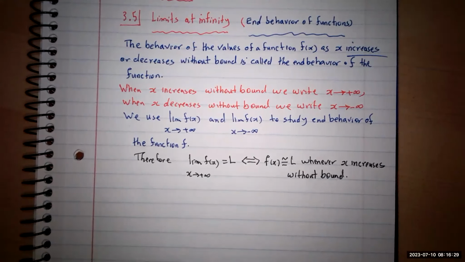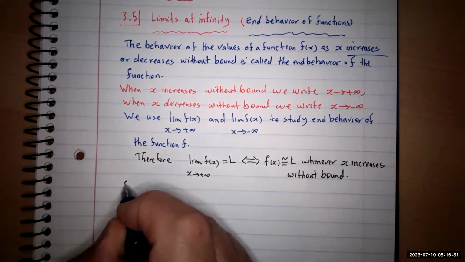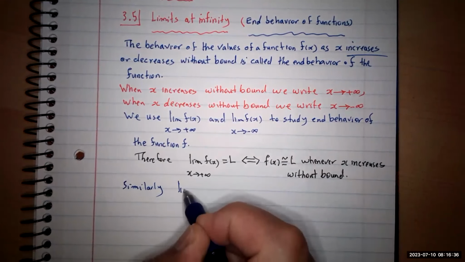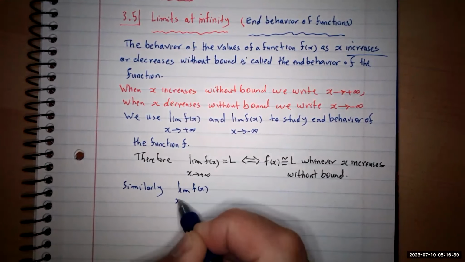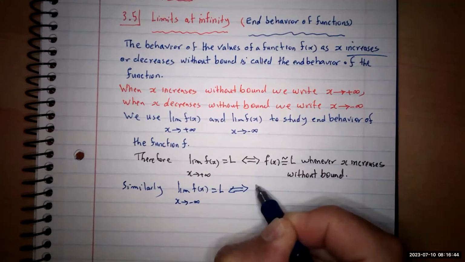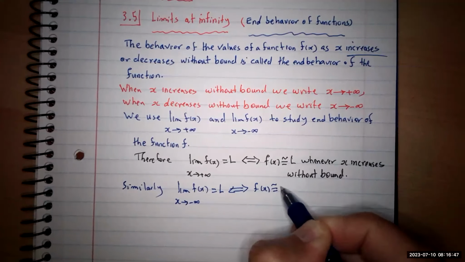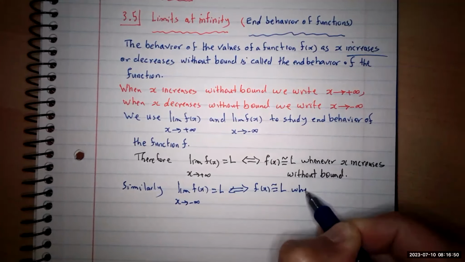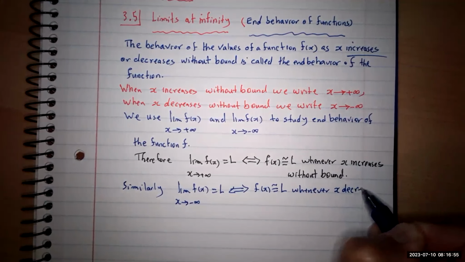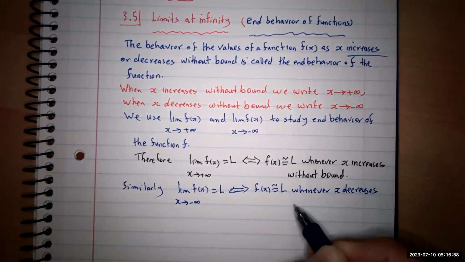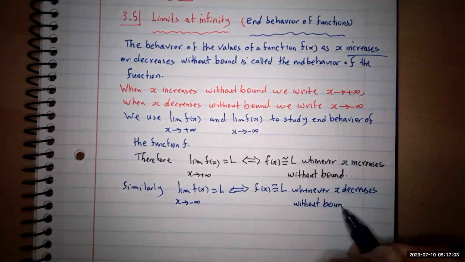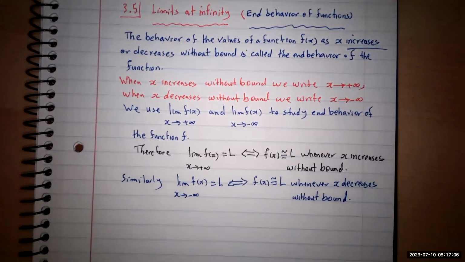Similarly, of course, the limit at negative infinity can be defined similarly. So when the limit of f of x as x goes to negative infinity is L, this means I can estimate the value of f of x by L, this time, whenever x decreases without bound, getting smaller and smaller. So that is the very brief format that we're going to use in Calculus 1.